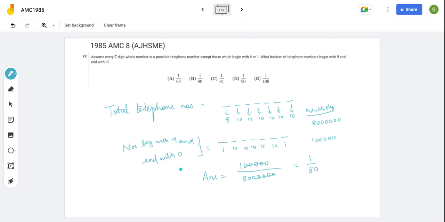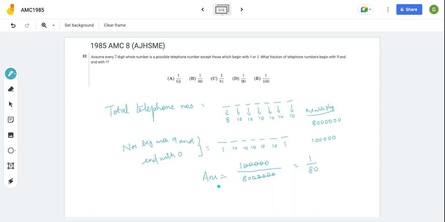Now for the numerator, we know that numbers should begin with a 9 and end with a 0. So going by the same logic, there is only one possibility of 9 in the first dash and a single possibility of 0 in the last dash. The rest of the dashes can have any of the possible 10 digits. So this makes a total of 1 followed by 5 zeros, and this becomes your numerator.